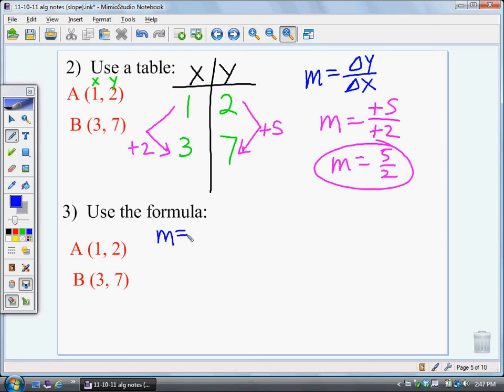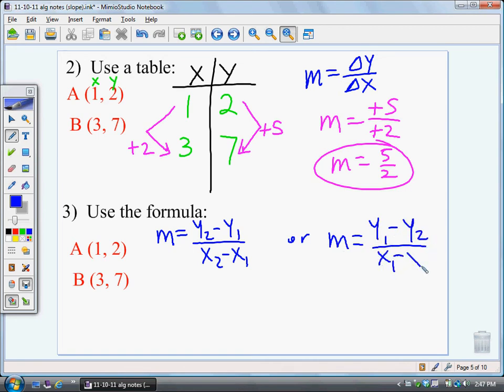Here's the formula. I also said that you could write it this way: Y sub 1 minus Y sub 2 over X sub 1 minus X sub 2. In the ordered pairs, this is X sub 1, and this is Y sub 1. This is X sub 2, and that's Y sub 2. Remember, the subscripts just refer to which point. First point, second point.